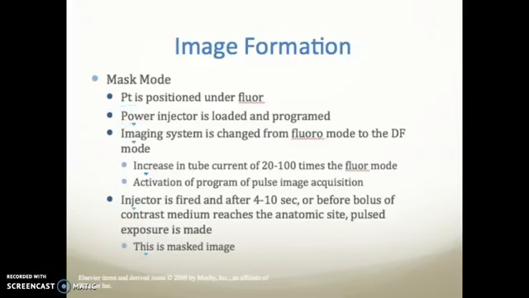Mask mode: the patient is positioned under fluoro, the power injector is loaded and programmed, and the imaging system is changed from fluoro mode to DF mode. You increase the tube current to 20 to 100 times that of the fluoro mode. Activate the program for pulsed image acquisition. The injector is fired, and after 4 to 10 seconds, before the bolus of contrast reaches the anatomical site, a pulse exposure is made.